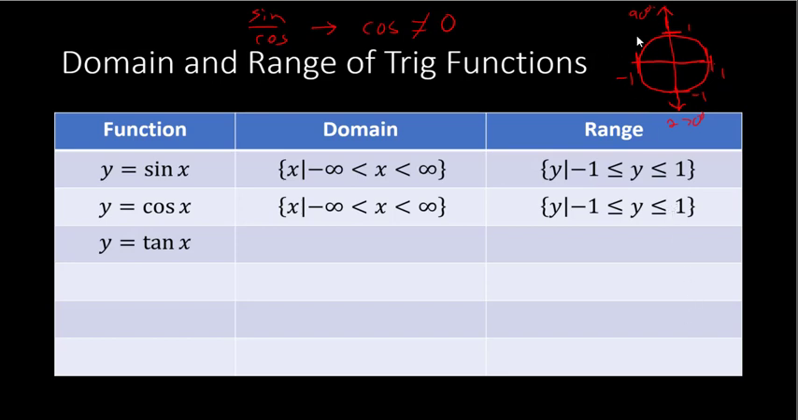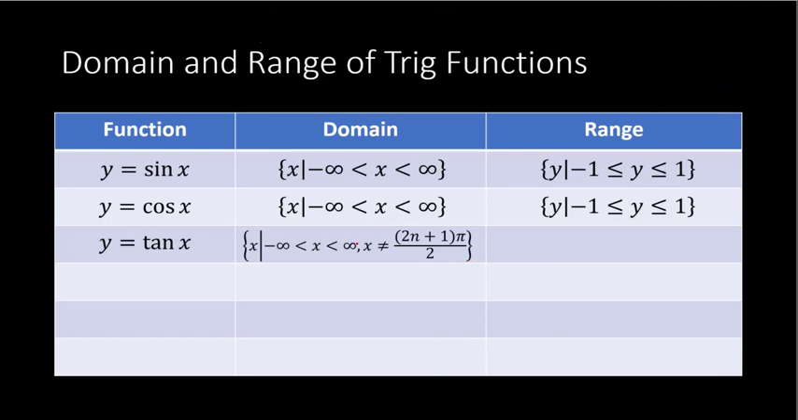So another way of thinking of this is 90 degrees is pi over 2. So x cannot equal pi over 2, or you cannot add 180 to that either. A way of writing that mathematically would be seen right here, where x can be any number between negative and positive infinity, except it cannot be pi over 2 times this right here, 2n plus 1.